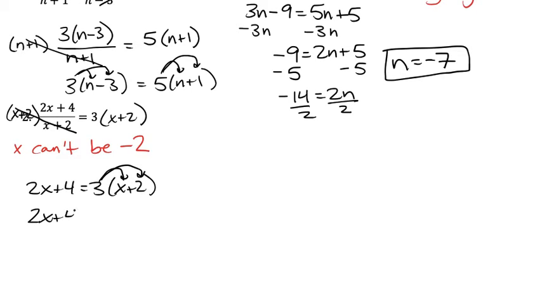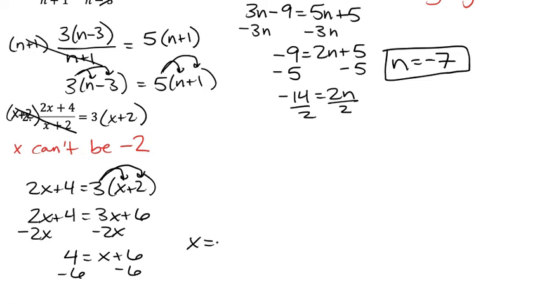2x plus 4 equals 3x plus 6. I'll combine my x's here. And we have 4 equals x plus 6. And then subtract 6 from both sides, and we get x equals -2. Now, this time, what I got was an extraneous solution. x can't be negative 2, but that's what I got for my solution.